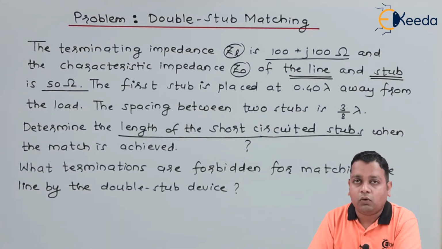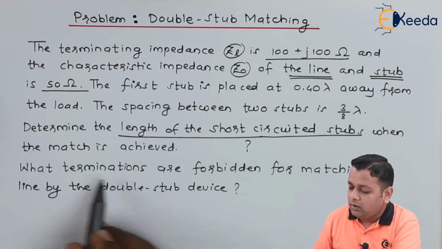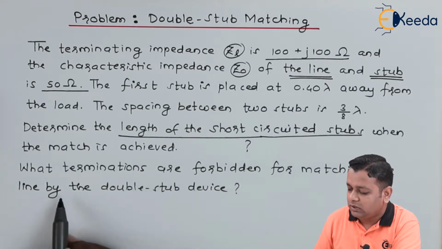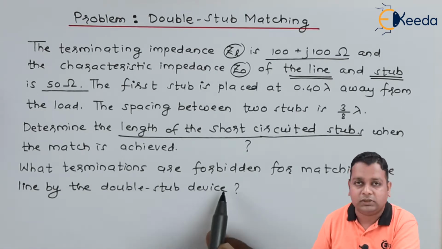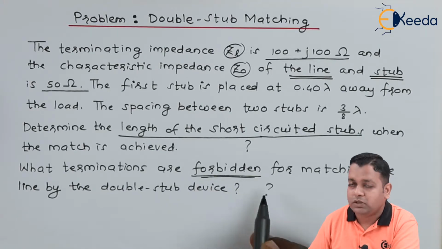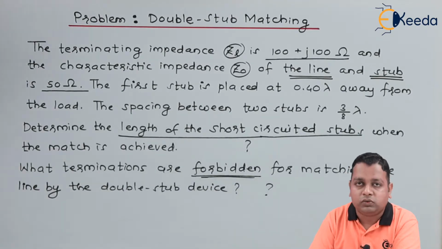Next to that, we have also been asked for the information: what are the terminations that are forbidden for matching the transmission line by the double stub device? Forbidden means not allowed. So this information also we need to provide to solve this problem at last. Let us continue with a step-by-step approach with the help of the Smith chart.